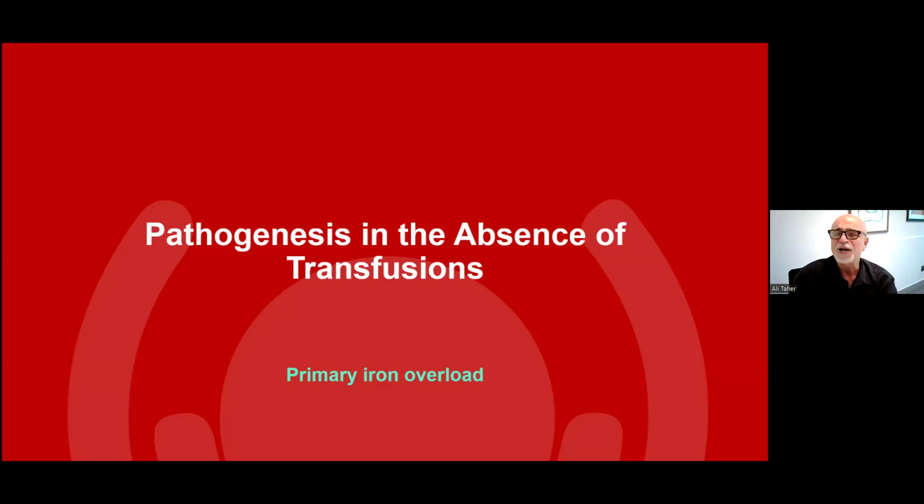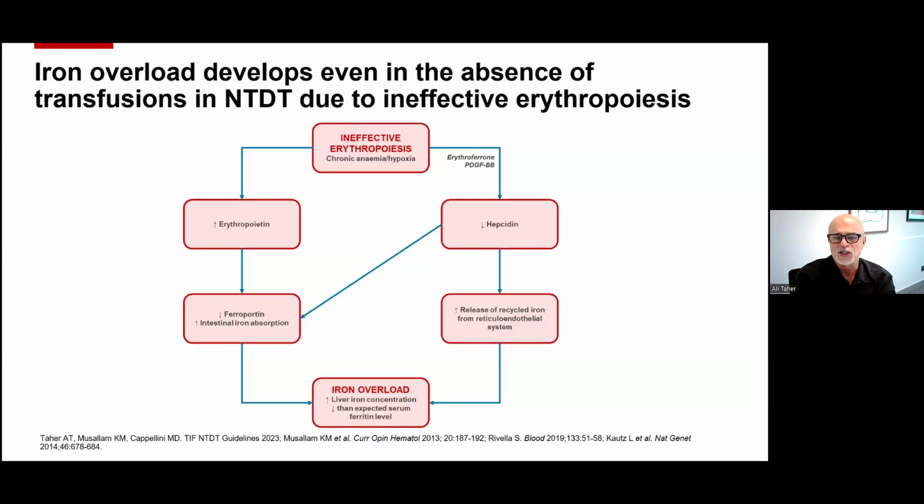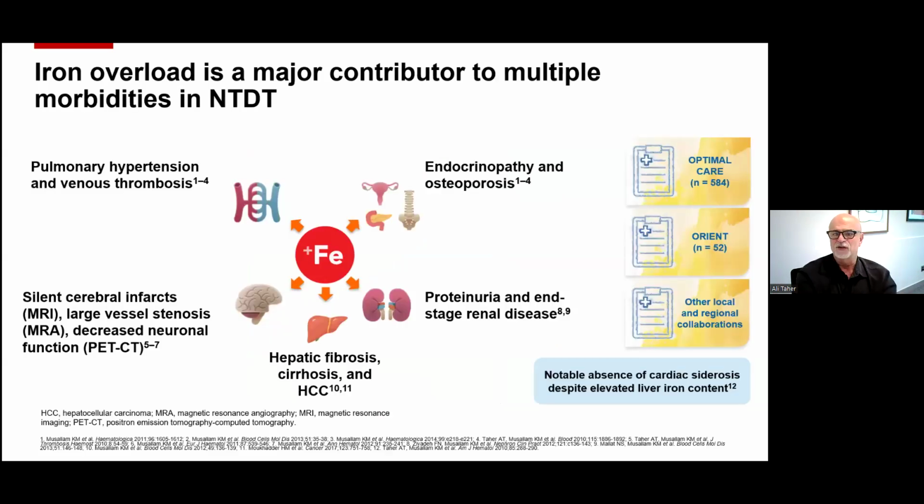What about primary iron overload? Why should these patients have iron overload if they are not transfused? Because the ineffective erythropoiesis will lead to a reduction in hepcidin and an increase in absorption of iron. So these patients will have severe iron in their liver, maybe not at the same rate as a TDT, but ultimately they will have severe iron in the liver. And not only in the liver, because this iron is associated with each and every morbidity in this group of patients.